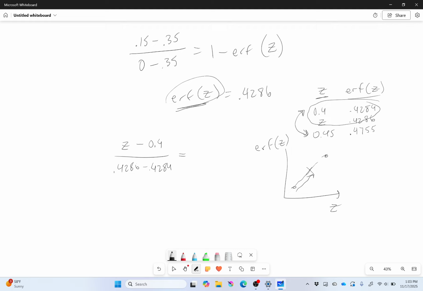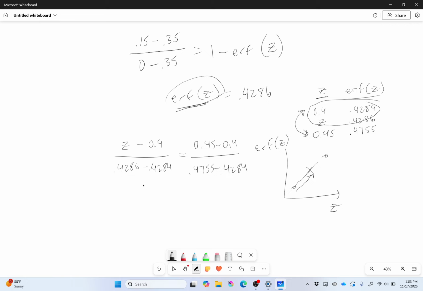So once again, the z values are my rise, they go on the top. So 0.45 minus 0.4 over 0.4755 minus 0.4284. That's all you're doing. There's lots of ways of writing this linear interpolation equation, but you're just saying the slopes are the same. That's probably the easiest way to remember it. And then you just do a little bit of algebra to get it by itself.